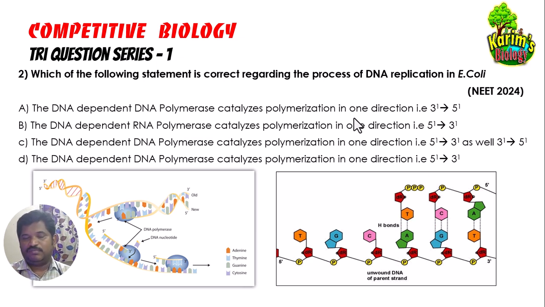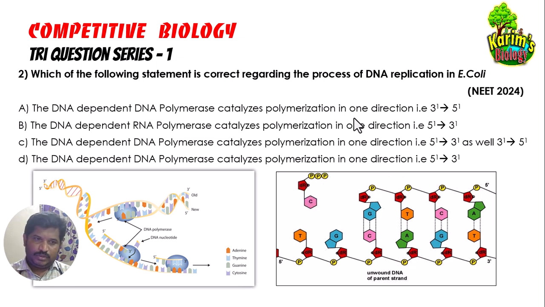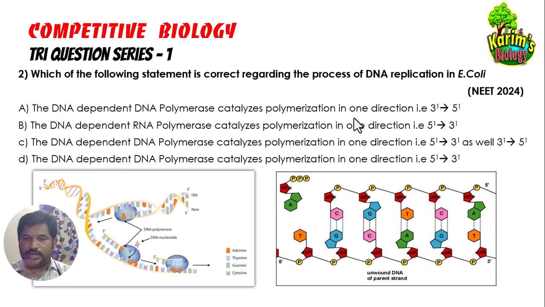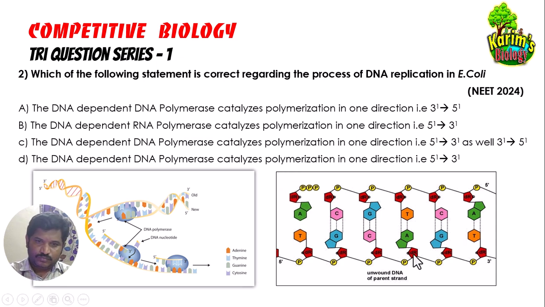So the third statement is actually stating that the DNA polymerase can catalyze the polymerization of nucleotides from 5' to 3' as well as 3' to 5'. So the fourth statement, the DNA dependent DNA polymerase catalyzes polymerization in one direction, that is 5' to 3' direction. So what could be the answer? Let us now have a discussion about this.